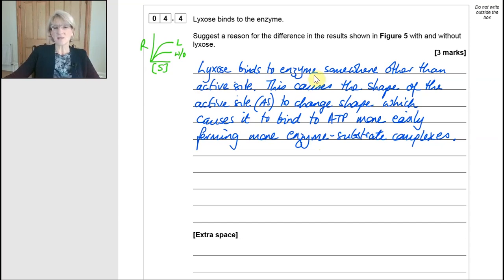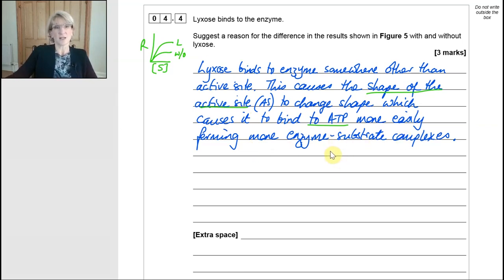And I knew it had to bind to the enzyme somewhere other than the active site, because if it bound at the active site, it would have stopped the reaction, not sped it up. So Lactose bound to the enzyme somewhere other than the active site. And this causes the shape of the active site. Notice how I'm careful. It doesn't cause the shape of the enzyme. It causes the shape of the active site to change shape, which causes it to bind to ATP. And I've written this because I'm now making my answer specific to the question, the information that they've given me, forming more enzyme substrate complexes.